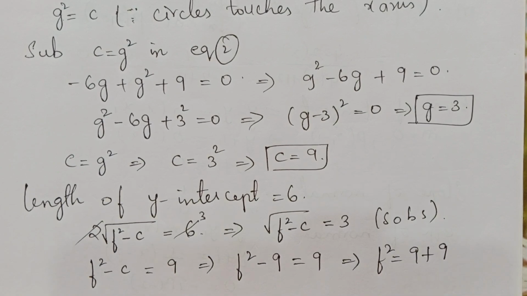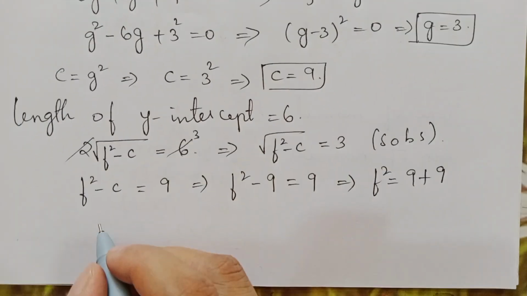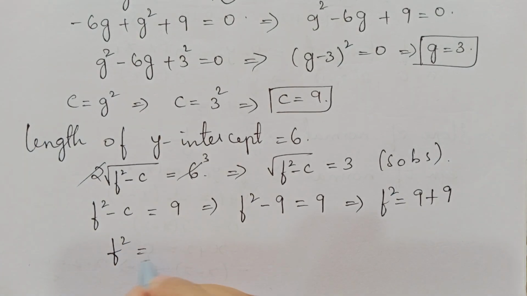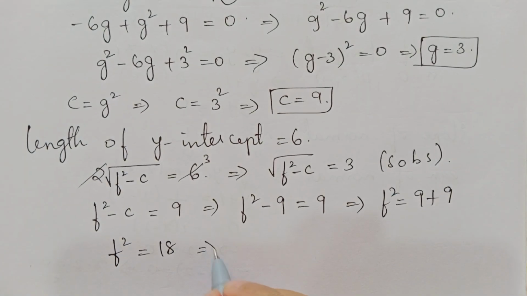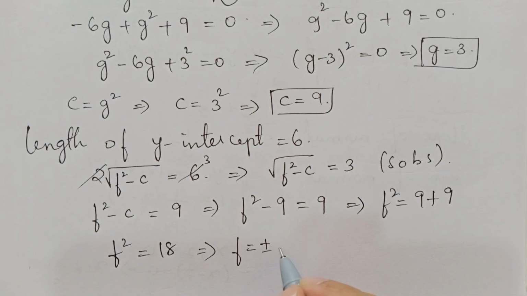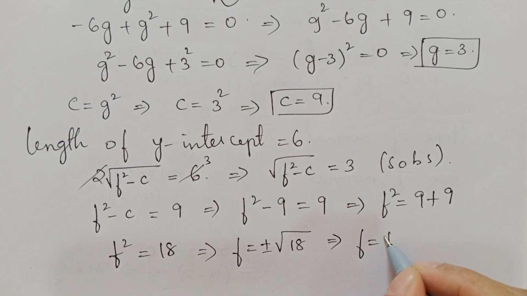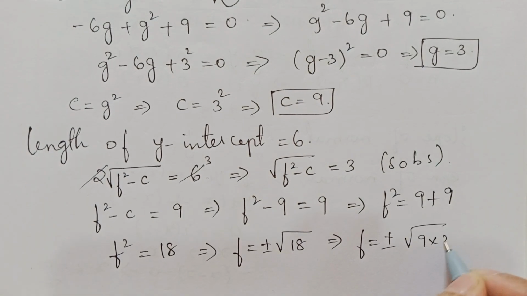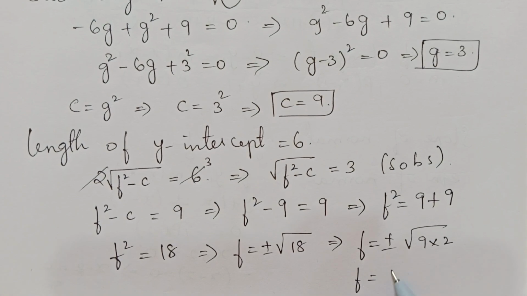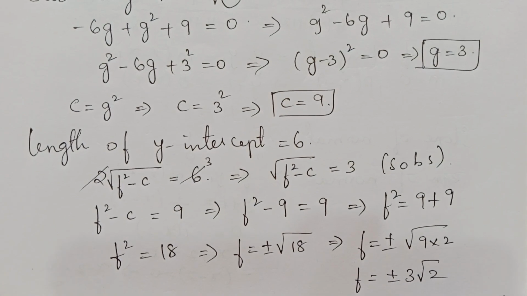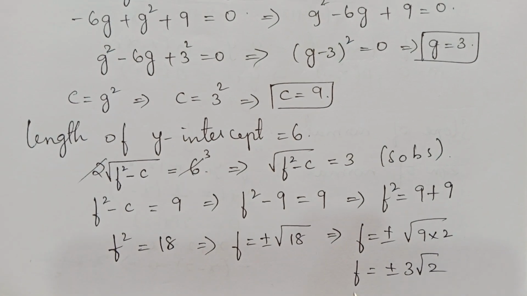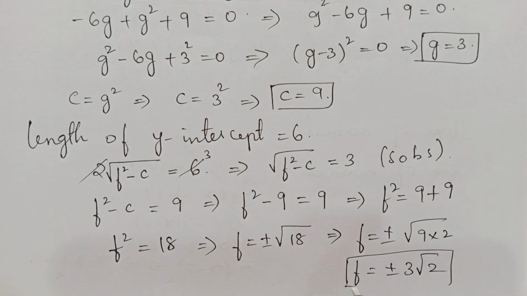So we'll get f square is equal to 18. So the square comes over there, so it is plus or minus root 18, which can be written as plus or minus 9 into 2. So f is equal to plus or minus 3 root 2. So we got the value of f.